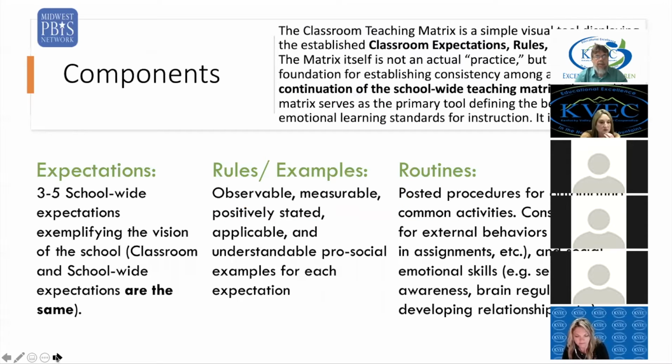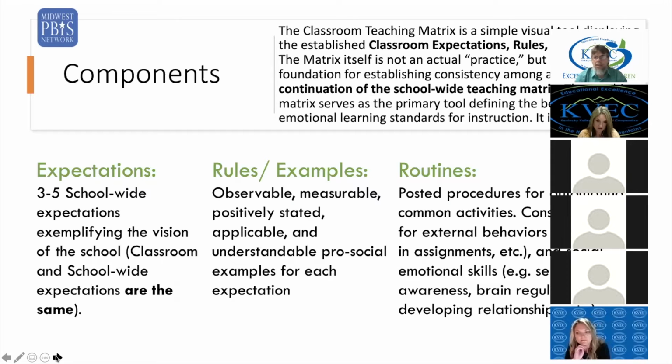The three components of the classroom teaching matrix are the expectations, rules and examples, and routines. With the expectations, we're trying to connect those 3 to 5 rules or expectations that you have in your classroom back to your school-wide expectations, such as being respectful, responsible, and safe. Those could be our big rocks or our large PBIS goals or expectations for the whole school setting. You want to apply those to the classroom setting as well.